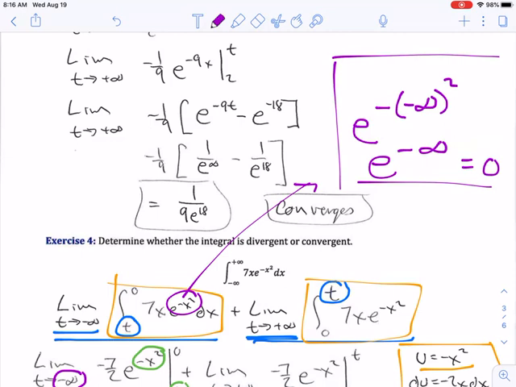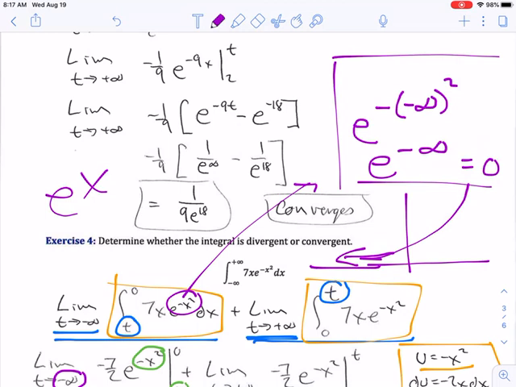Well, what is the function e to the negative infinity, as x is approaching negative infinity? This is what the function e to the x looks like. As x is approaching negative infinity, in this direction, it's getting closer and closer to 0. This is just a characteristic of the function e to the x, all right?